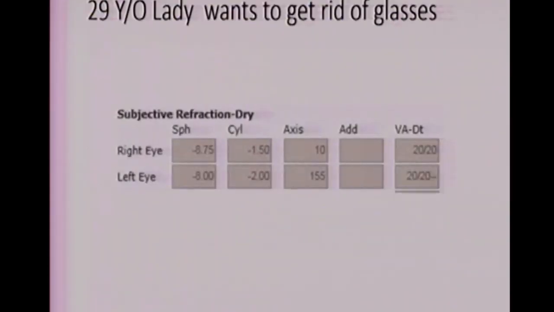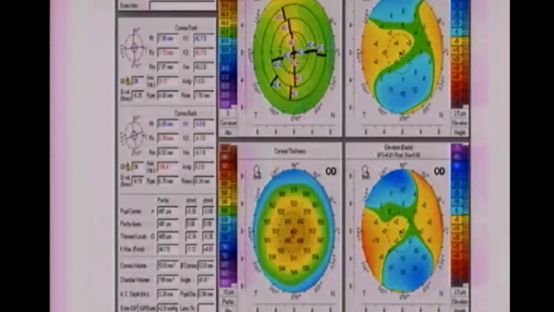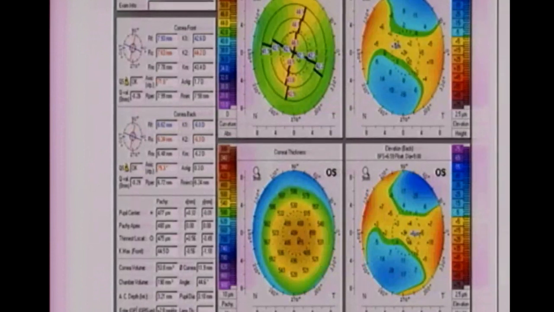Okay, and this is the last question again. Minus 8.75, minus 8, and this is her pentacam. Which refractive surgery are you going to choose for her, and why?